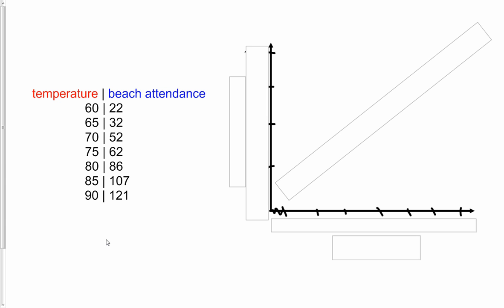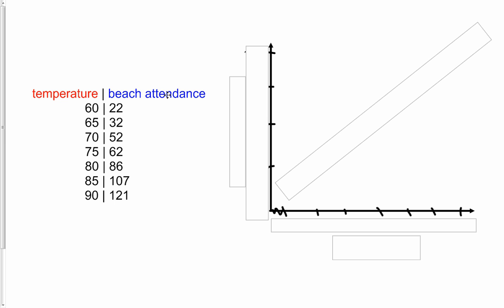Now we're going to take a look at an example of a set of data. So we have a list of temperatures and the corresponding number of people that come to the beach. First thing we want to ask before we plot is, do one of these variables cause the other one? Because when we know the explanatory variable, that's the one we'll place on the x-axis. So, does a rise in temperature cause a rise in beach attendance? Well, it seems logical. As the temperature goes up, more people want to come to the beach.